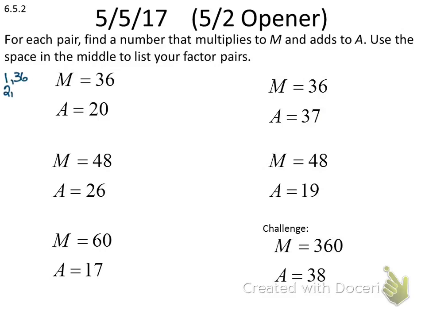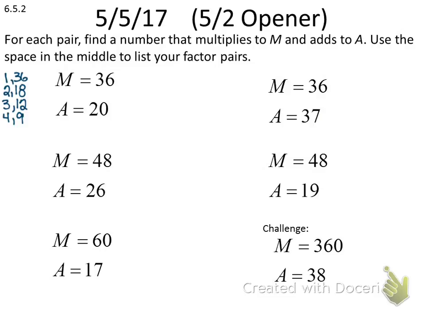18. 3 times what gets me to 36? 12. So 3 times 12 equals 36. 4 times what gets me to 36? 9. So 4 times 9 gets me to 36. 5 times what gets me to 36? 6. 5 times 6 gets me to 36.